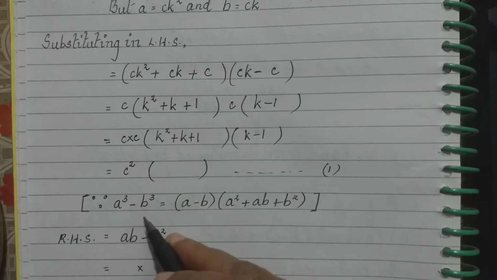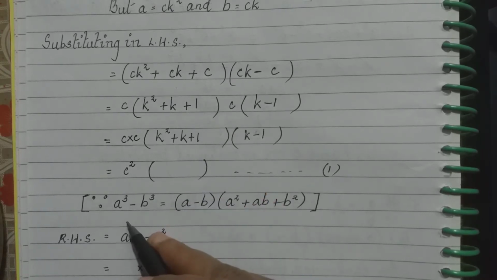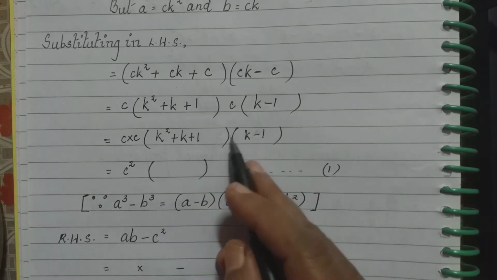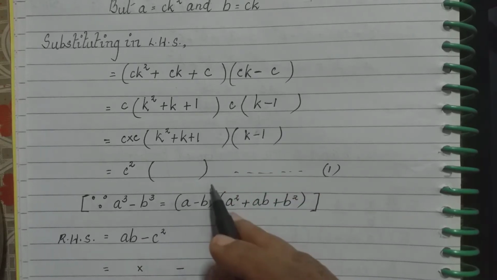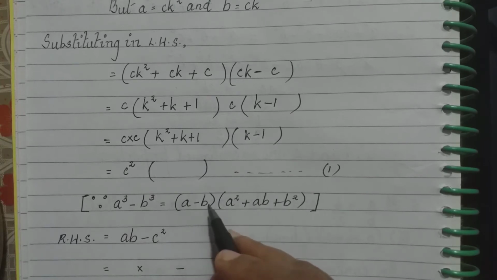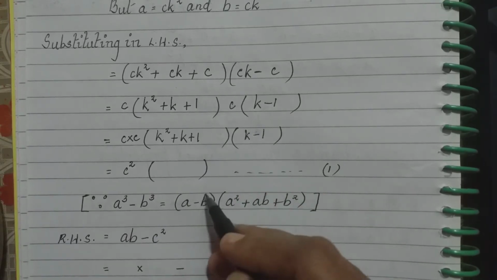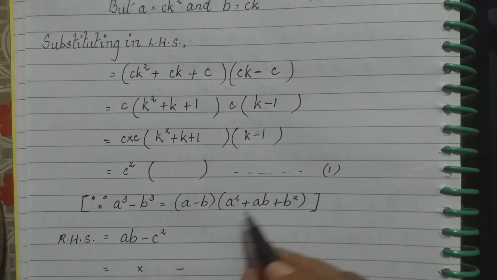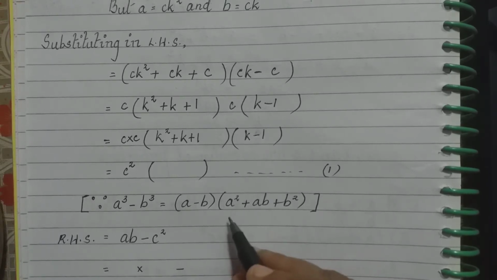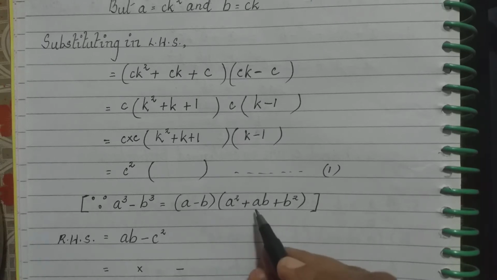We said that this will be k cube minus 1 cube. So k cube minus 1 cube, if we take this as a minus b, what will it be? k minus 1. So that is here k minus 1. Then we have a square plus ab plus b square. a is k, so this will be k square.